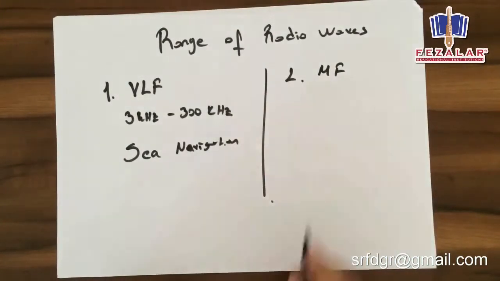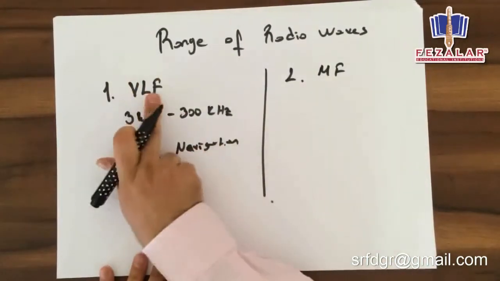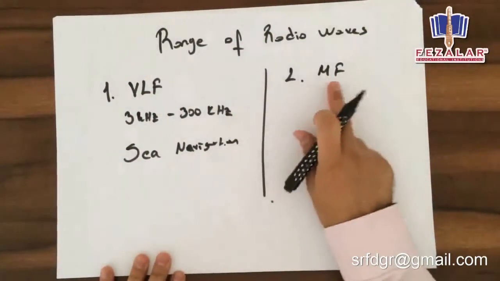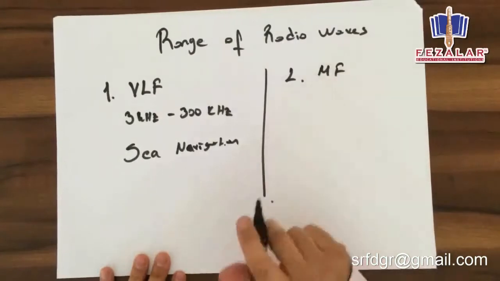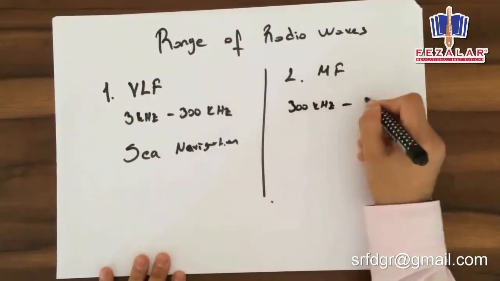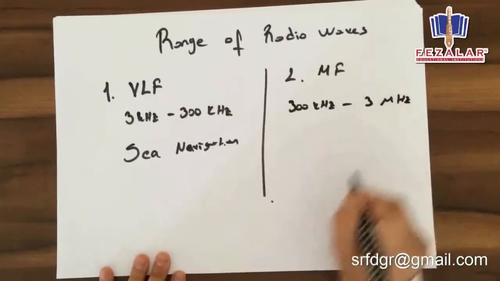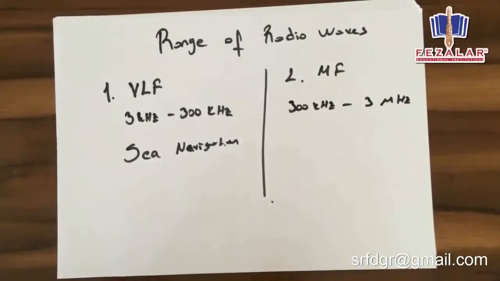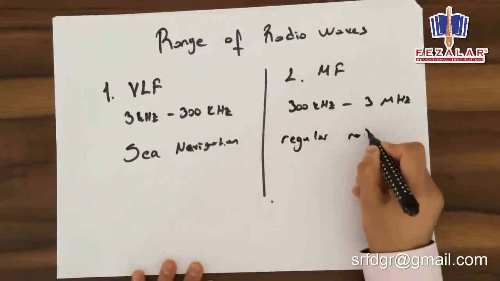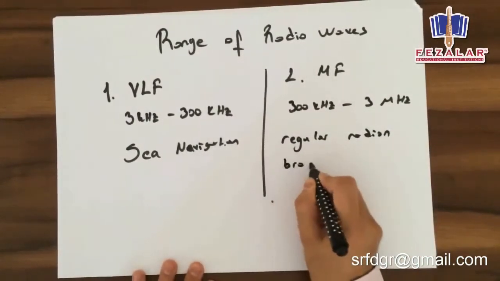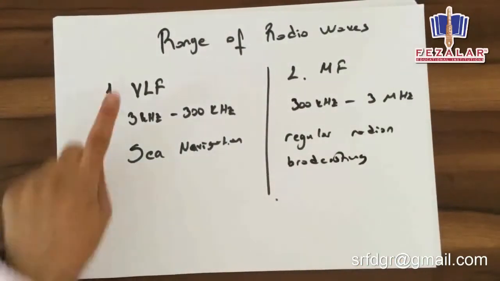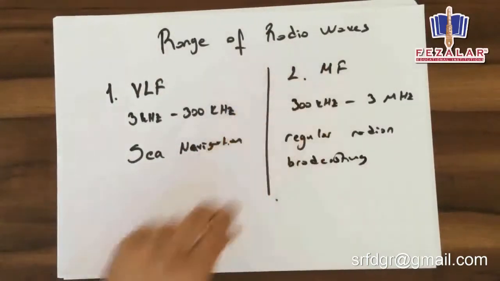The second one is the medium frequency zone. What is its name? Medium frequency. And what is its range? 300 kilohertz to 3 megahertz. And where are they used? They are used in regular radio broadcasting. Very low frequency, medium frequency.